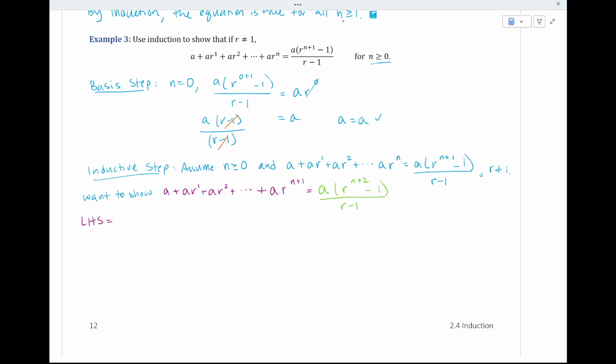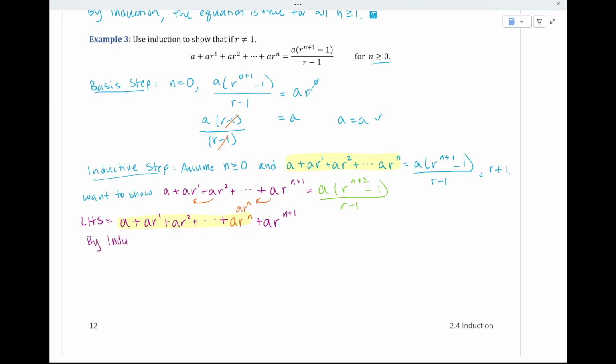On the left-hand side, I'm going to try to figure out what is the second to last term. Going backwards in terms, you're just taking 1 off of r. So this term is going to be AR^n, since n plus 1 minus 1 is AR^n. A plus AR^1 plus AR squared plus all the way up to A times r to the nth power plus A times r to the n plus 1. And here I'm seeing my inductive hypothesis, the left-hand side of my inductive hypothesis.